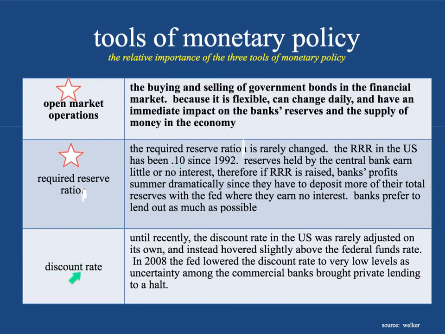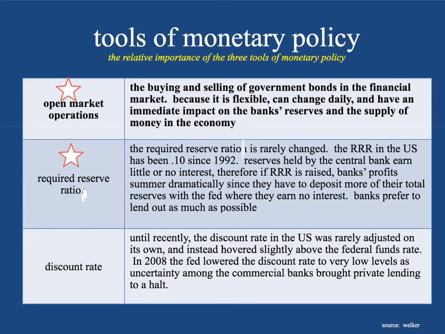And the last thing is the discount rate. Until recently, the discount rate in the U.S. was rarely adjusted on its own, and instead hovered slightly above the federal funds rate. In 2008, the Fed lowered the discount rate to very low levels as uncertainty among commercial banks brought private lending to a halt. If you know anything about the economic crash of 2008, the market was so volatile that banks wouldn't lend money to other banks because they were afraid that the other bank would go bankrupt.